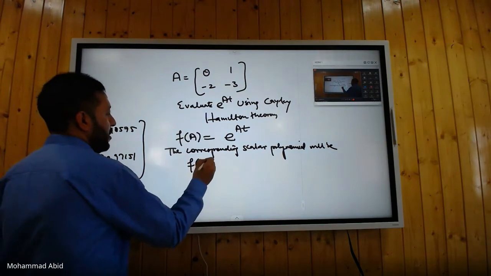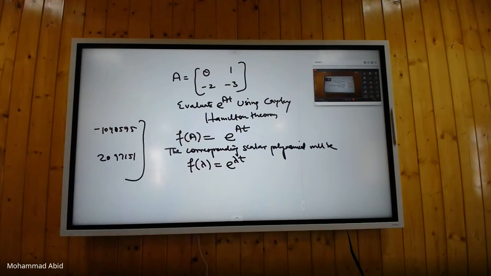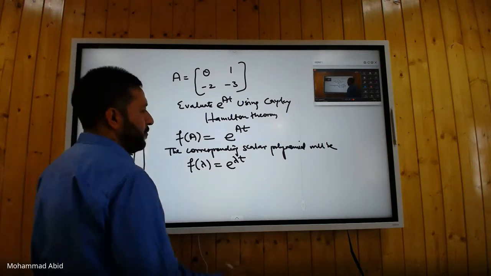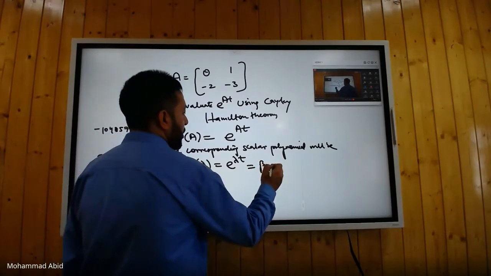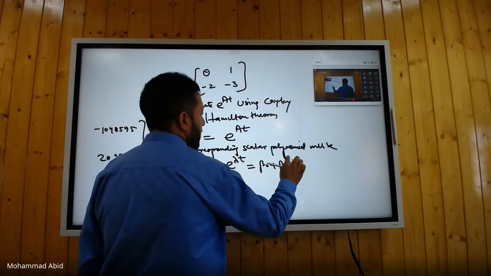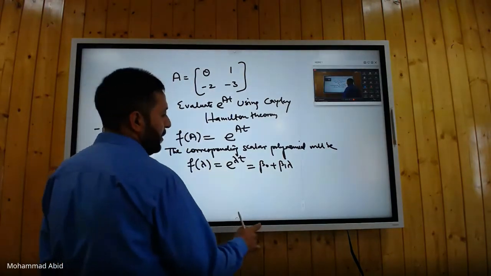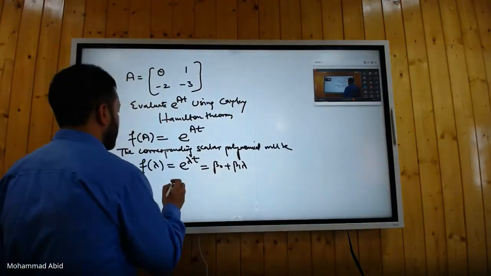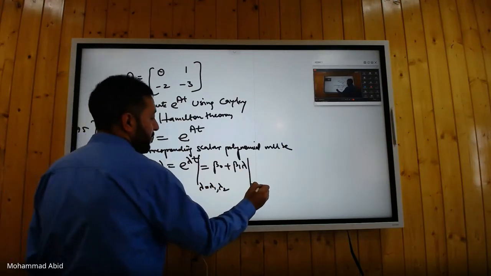The corresponding scalar polynomial will be f(lambda) equal to e to the power lambda t. That means we substitute lambda for A. And we have seen that it can be expressed in terms of a polynomial having degree at most n minus 1, that is beta naught plus beta 1 lambda. Here n is 2, so beta naught plus beta 1 lambda. This is evaluated at lambda equal to lambda 1 and lambda 2. This will also be evaluated at lambda 1, lambda 2.